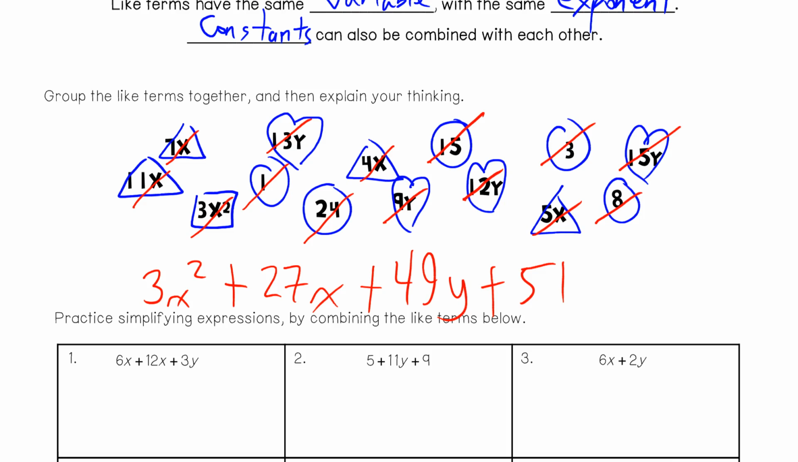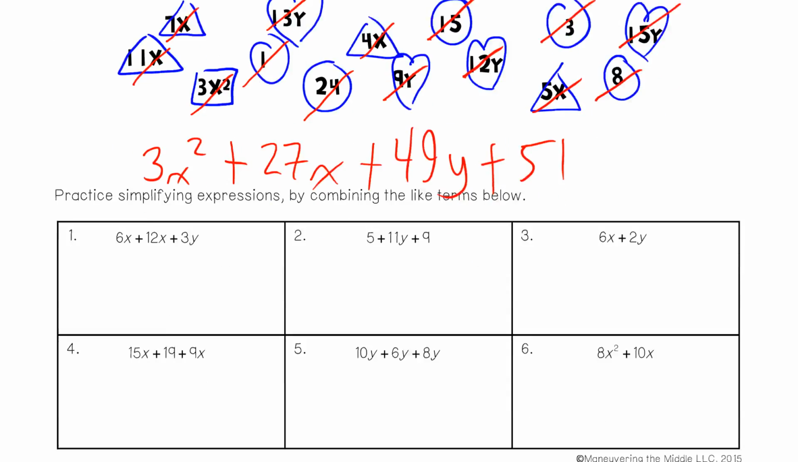So this is actually my simplified expression of 3x squared plus 27x plus 49y plus 51. So that is my simplified expression. I cannot combine it anymore, and I'm good to move on.